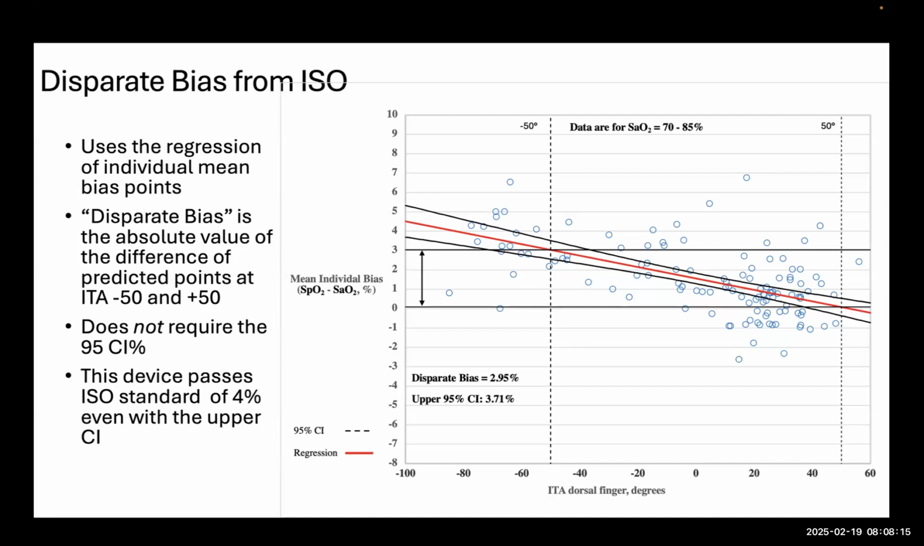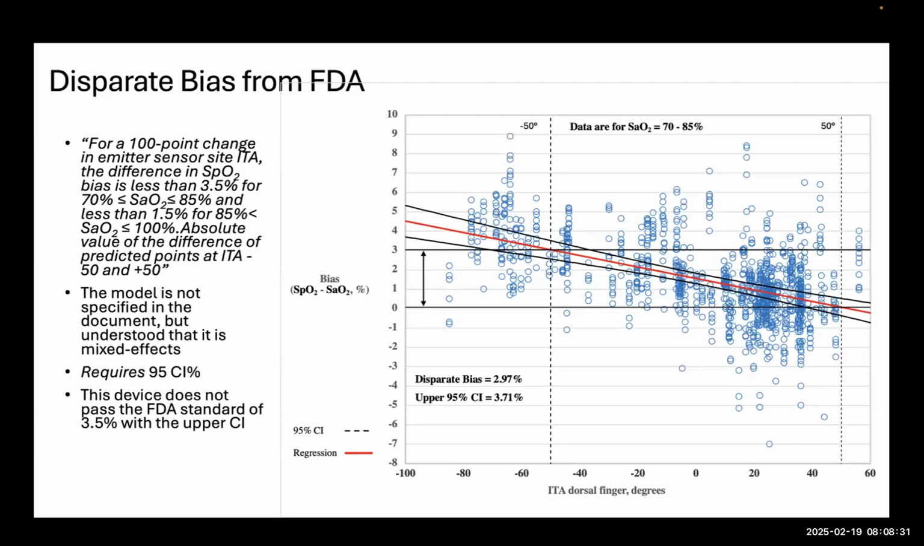So this is a pretty simple calculation to do by doing these individual data points and predicting. It took me longer to read it than to actually almost do it. Pretty simple concept of what disparate bias means. Now, if we do this with the FDA technique here, it's a little different, and the FDA does not really specify the model. I understand from people involved that it's a mixed effects, which basically means you're taking into account the subjects. It's a repeated measure calculation using all the data. And this does require the 95% confidence limit.